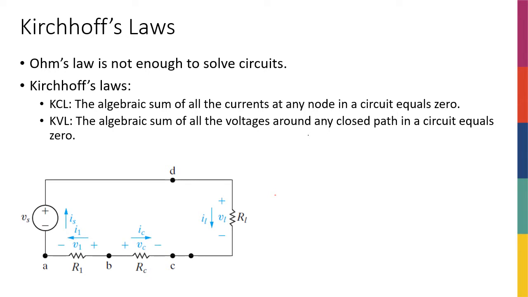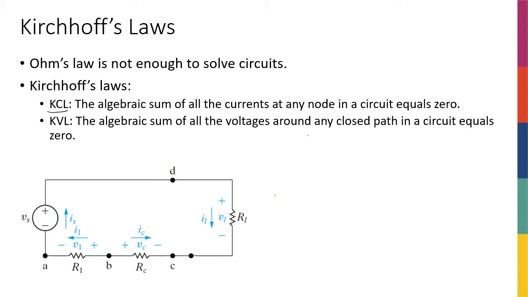Okay, so what are Kirchhoff's laws? We have Kirchhoff's current law, or KCL in short, which says that the algebraic sum of all the currents at any node in a circuit equals 0. And we have KVL, which says the algebraic sum of all the voltages around any closed path in a circuit equals 0. Okay, so let's first look at the KCL.